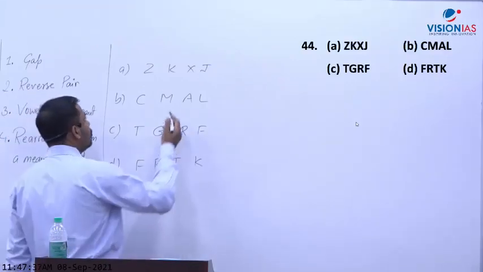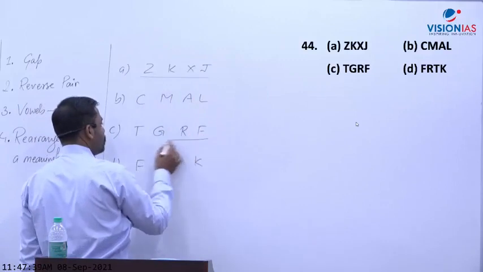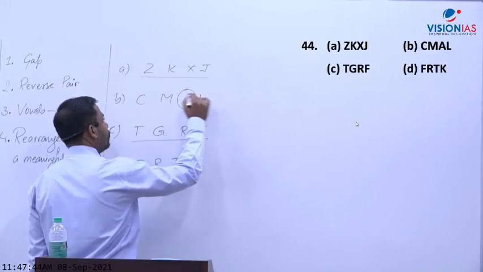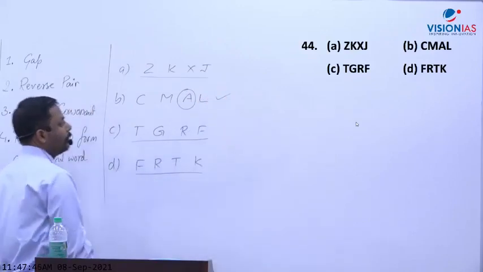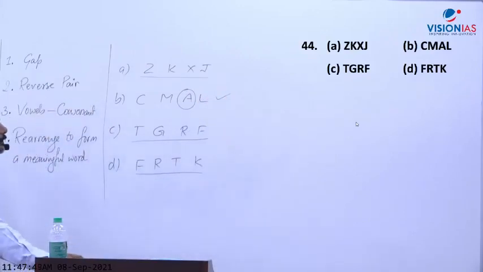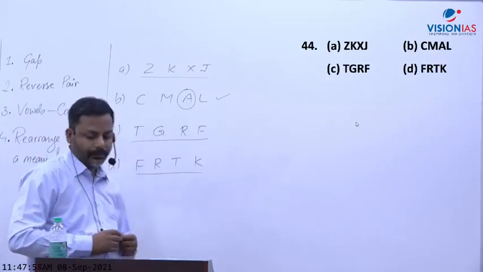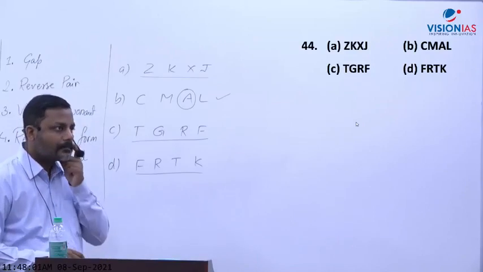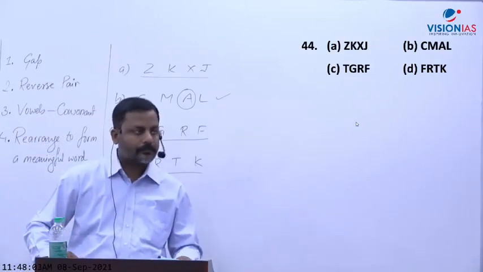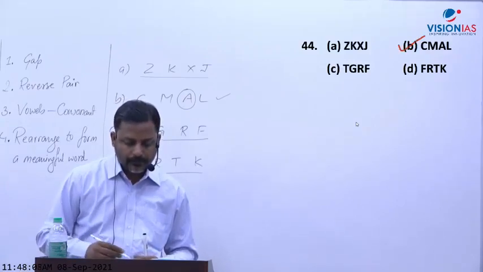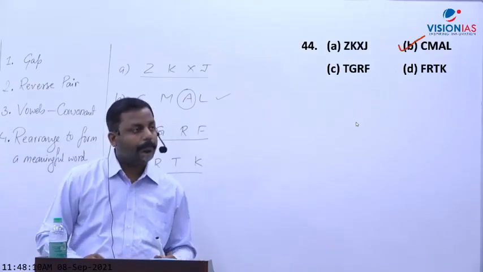Yes. In the rest of the options, we are getting a group of consonants, but here there is a vowel in it. So that's why our answer is what? CMAL. Yes, 44. The answer of question number 44 is B.